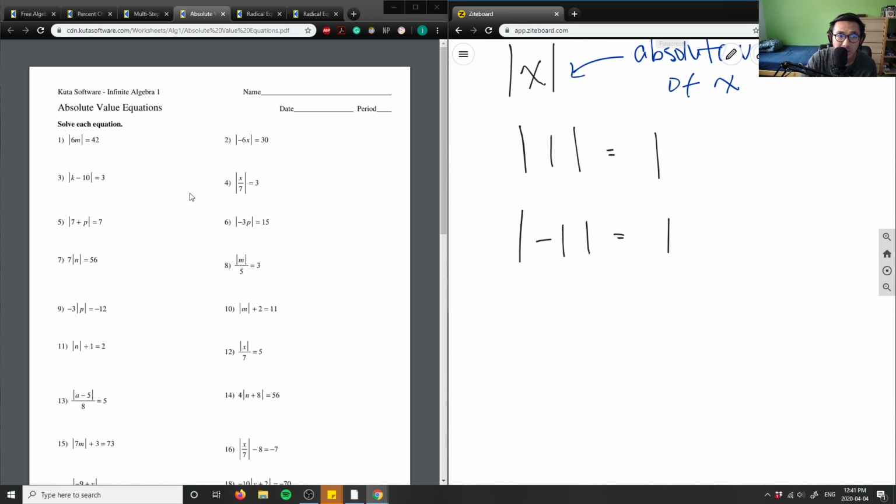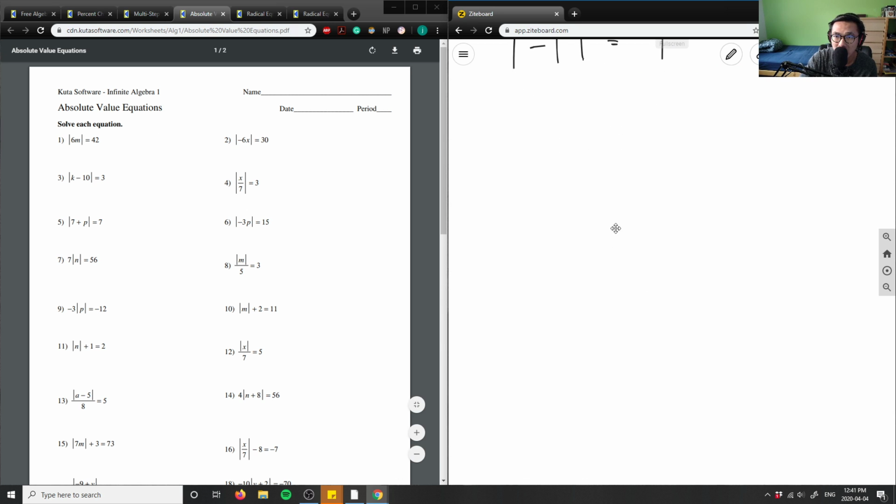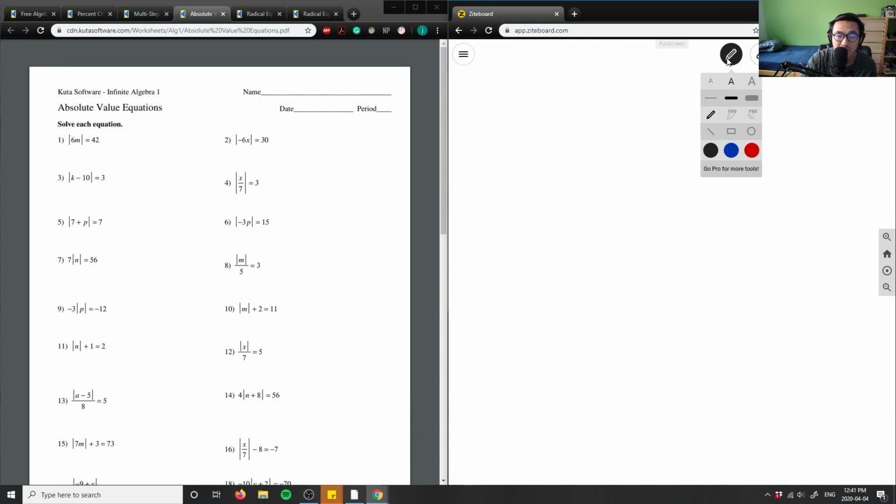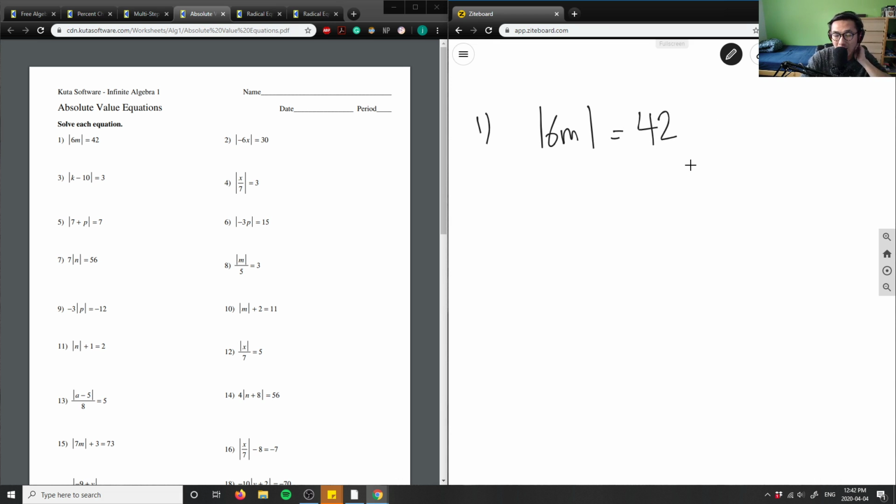So how do we use this in our equation? How do we solve equations with absolute value bars? So let's do number 1 together. Number 1 is the absolute value of 6m equals 42. So how would I solve for m in this case? Well, I solve it just like any other equation, right? I have to isolate my variable.